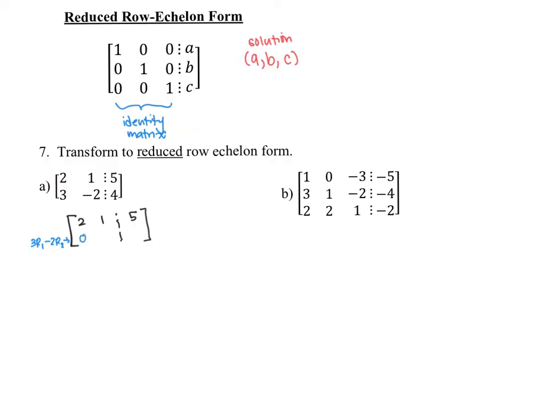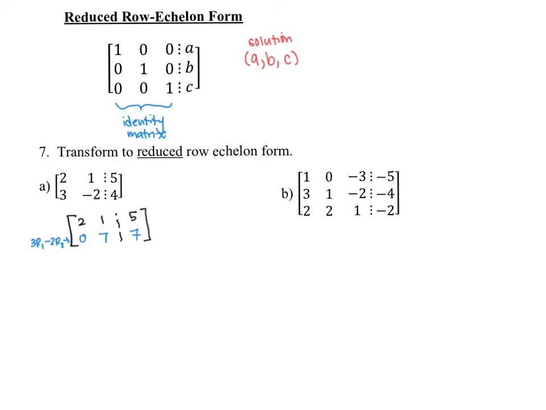I wanted a 0. Okay, but I have to do it for every column now. So 3 times 1, 3, minus 2 times -2. 3 plus 4 is 7. Okay, 3 times 5, 15. 15 minus 8, 7. Okay, I have a 0 here. I do want a 0 here.